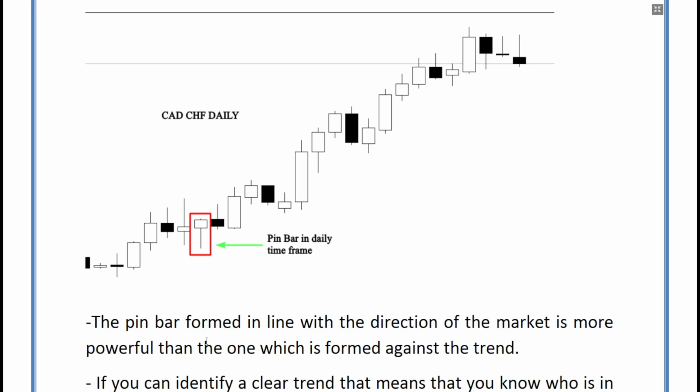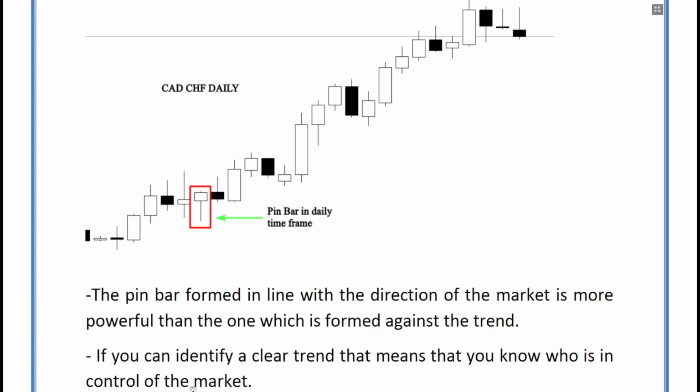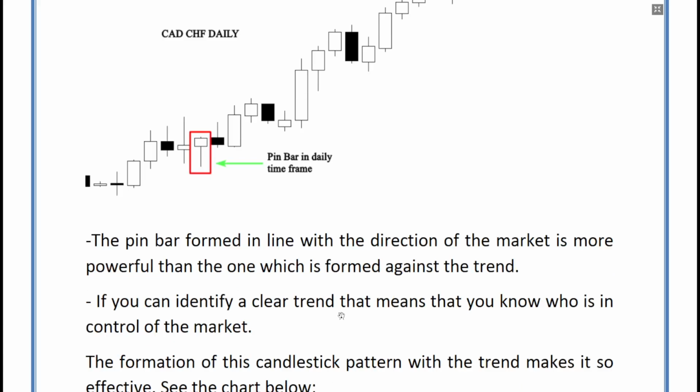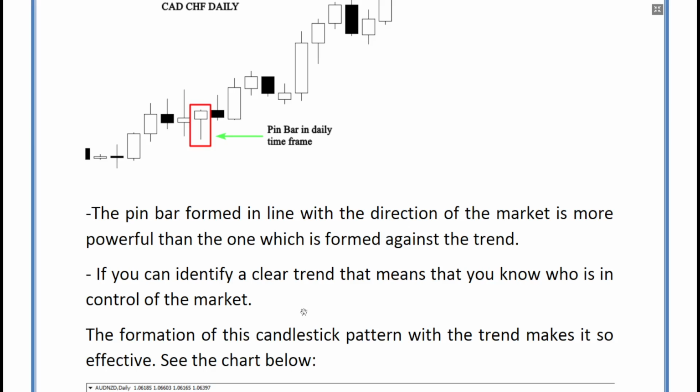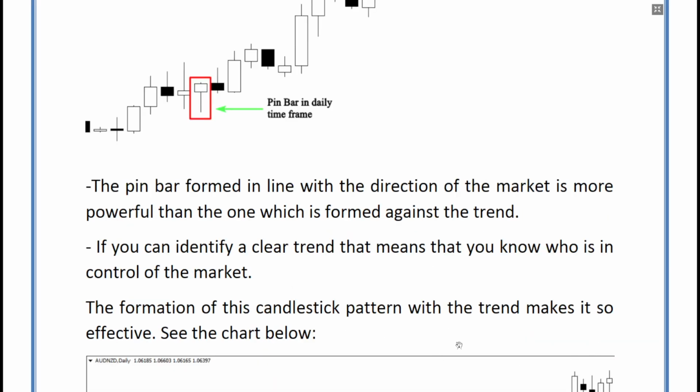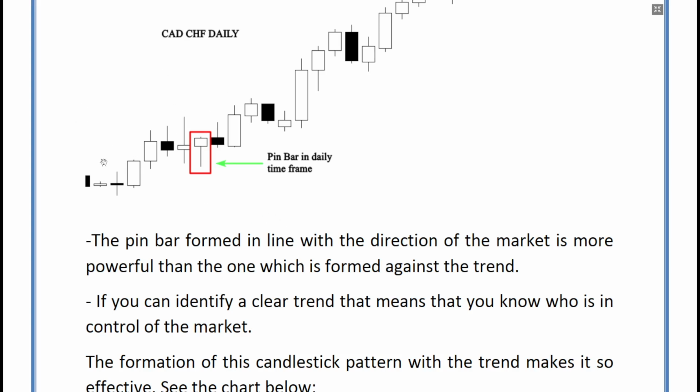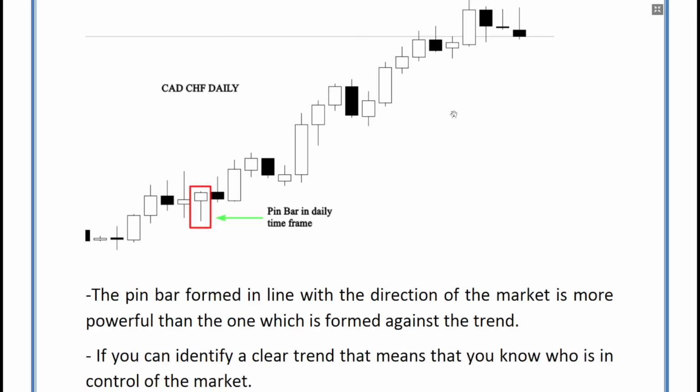Now, a pin bar formed in line with the direction of the market is more powerful than one formed against the trend. Always rely on a pin bar that is formed in line with the direction of the market. If you can identify a clear trend, that means you know who is in control of the market. The formation of this candlestick pattern with the trend makes it so effective. As you can see, the pin bar was formed in line with the direction of the market, so if you entered a trade right here, you'd have been making good profits at this point.